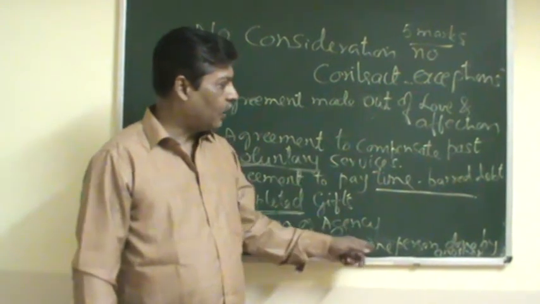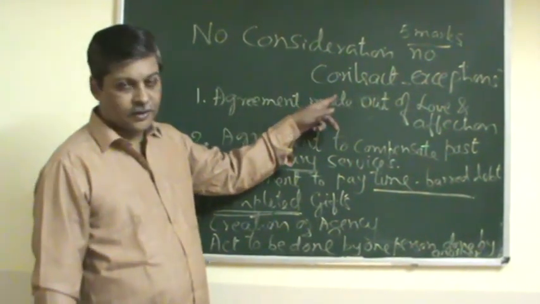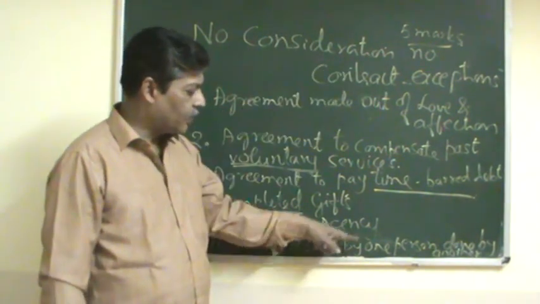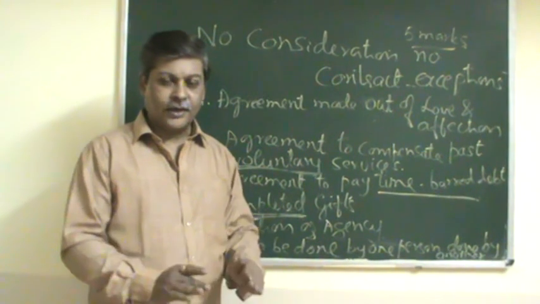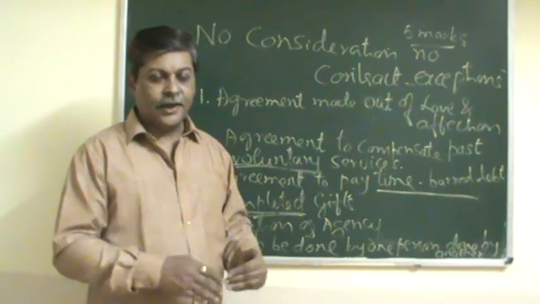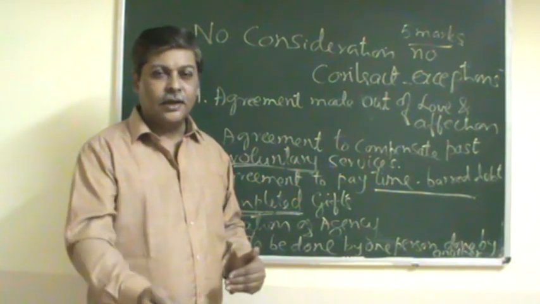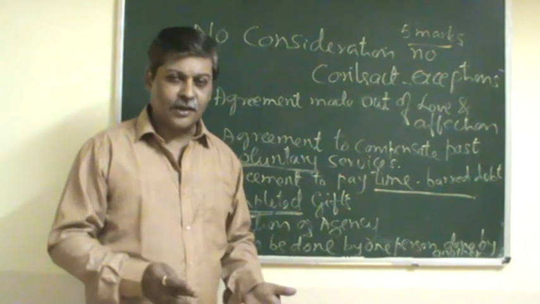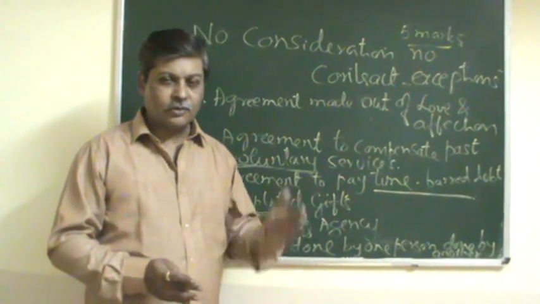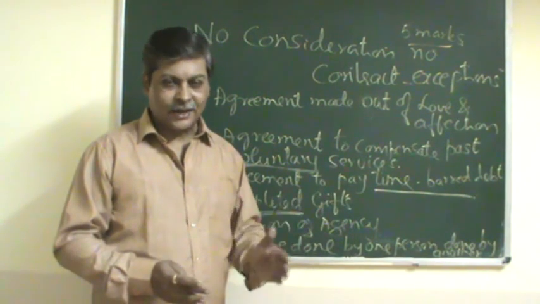So in total we have 6 exceptions to this rule, no consideration, no contract. This is a 5 marks question from the examination point of view, and in the conclusion you write that such agreements, though there is a lack of consideration, are still considered valid and enforceable in the court of law. This is how you have to end your answer, and this ends the topic on consideration.